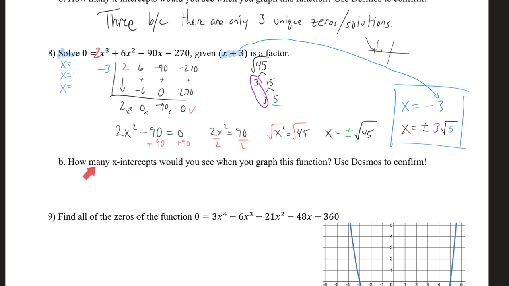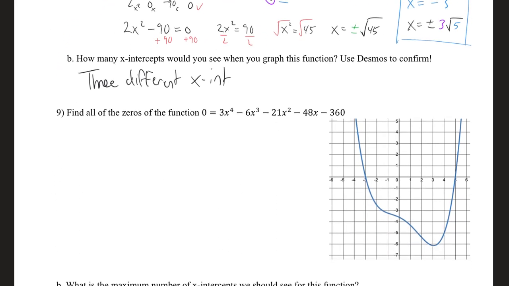So how many x-intercepts do I expect to see when I graph it? I would expect to see 3 definite x-intercepts. Just one of them would be on an integer at the negative 3, and the other 2 would be in the decimals somewhere. So one on the negative side, one on the positive side. So that's what you should see when you graph it.